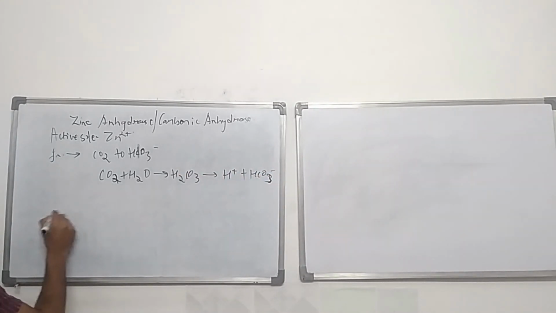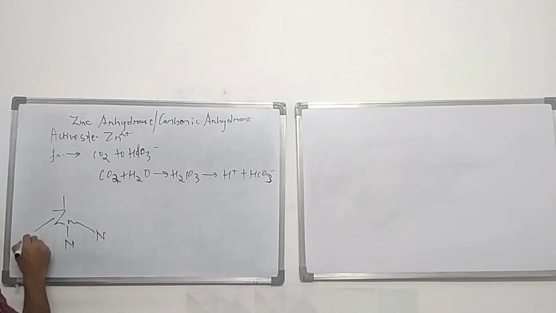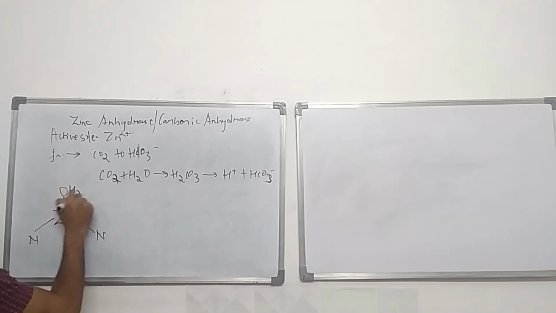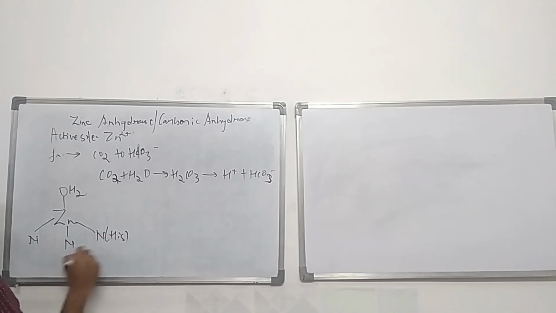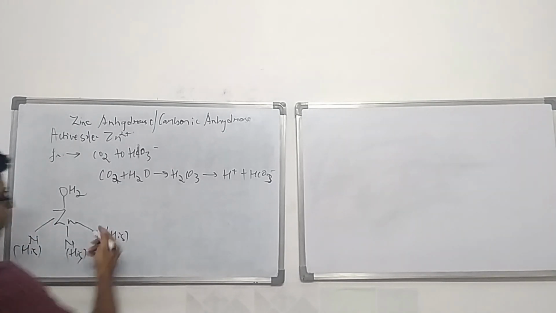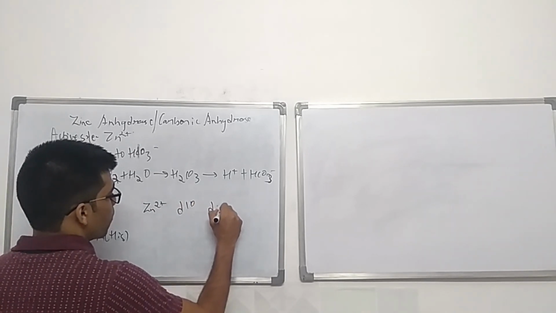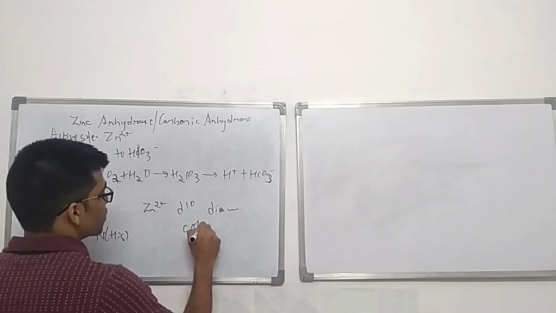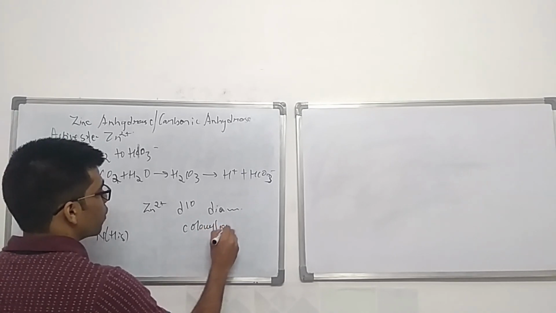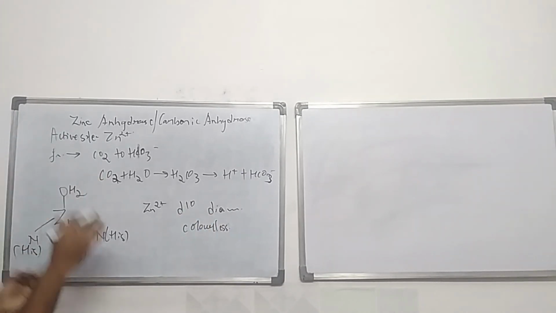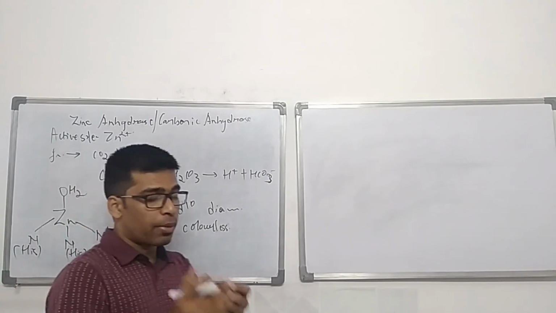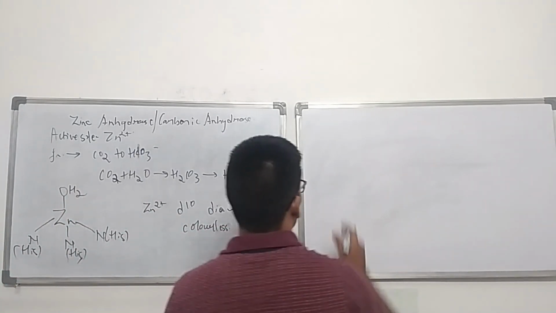Okay. Now the structure of zinc anhydrase is a simple tetrahedral structure, having nitrogen from histidine residues at 3 sites and water at the 4th site. Now obviously zinc 2 plus is d10, diamagnetic and colorless, nothing to do here. Now what's interesting is the cycle in which the carbon dioxide is converted to carbonic acid.